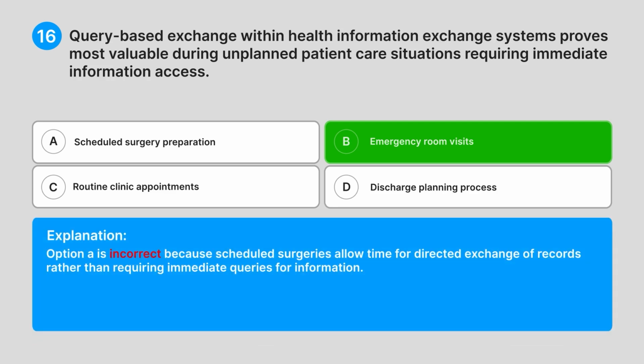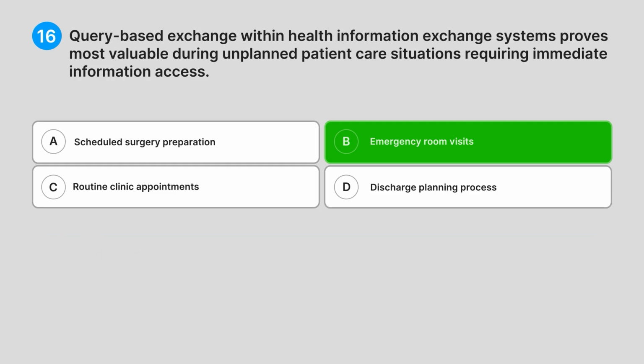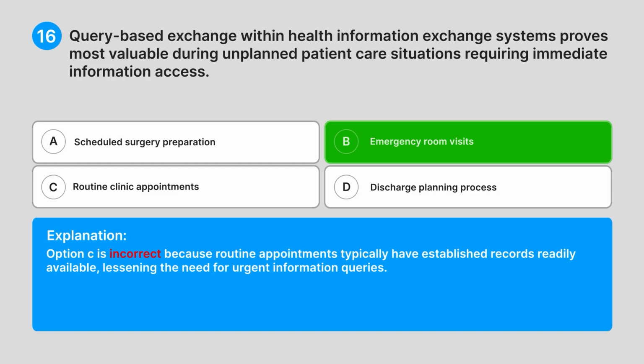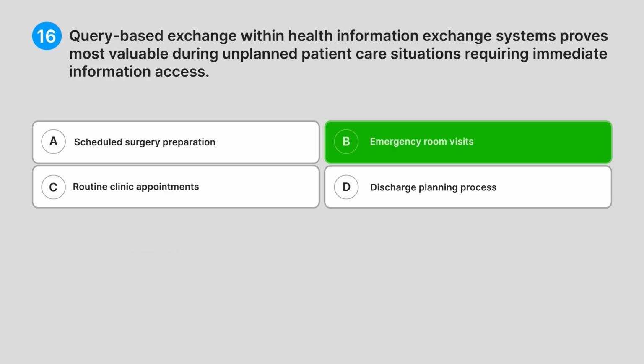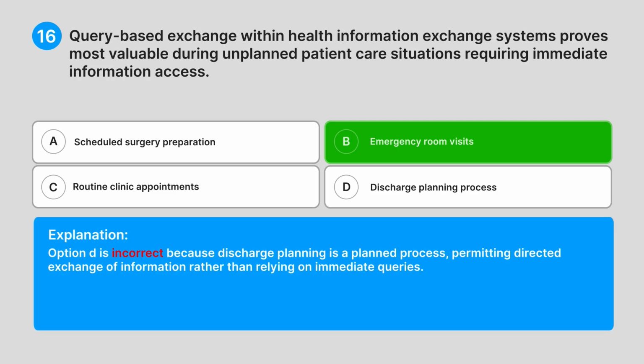Option A is incorrect because scheduled surgeries allow time for directed exchange of records rather than requiring immediate queries for information. Option C is incorrect because routine appointments typically have established records readily available, lessening the need for urgent information queries. Option D is incorrect because discharge planning is a planned process, permitting directed exchange of information rather than relying on immediate queries.